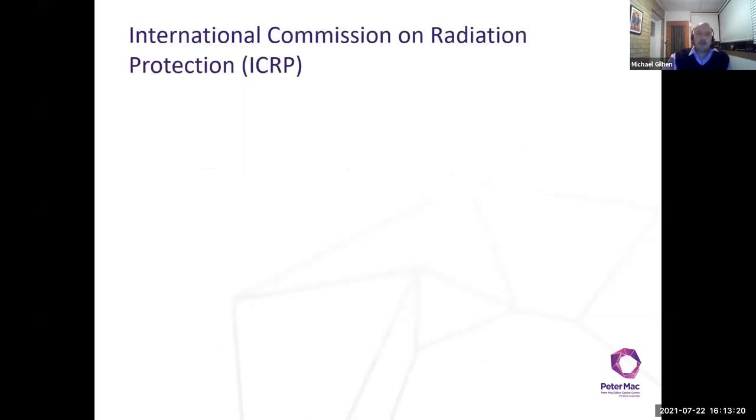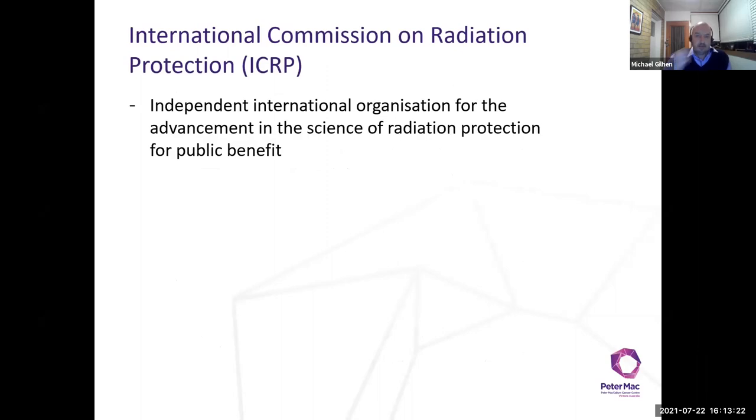So ICRP, who I introduced on that slide there, they are an international organization based in Canada, I think, with a few offices around the world. They are an independent group of scientists. They're a registered charity. And their mission is essentially to advance the science of radiation protection for public benefit. And public means everyone.